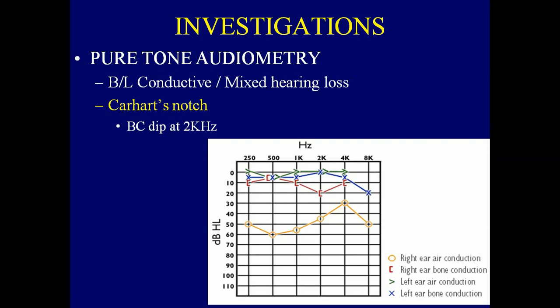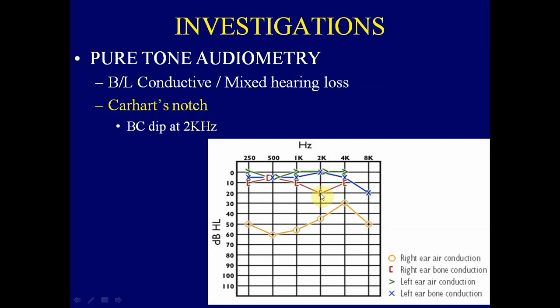audiometry. Pure tone audiometry alone is not sufficient for the diagnosis. Of course, the pure tone will show a conductive hearing loss in the affected ear, but one interesting finding is a Carhart's notch. What is this Carhart's notch? That is the dip in the bone conduction curve at 2 kilohertz.